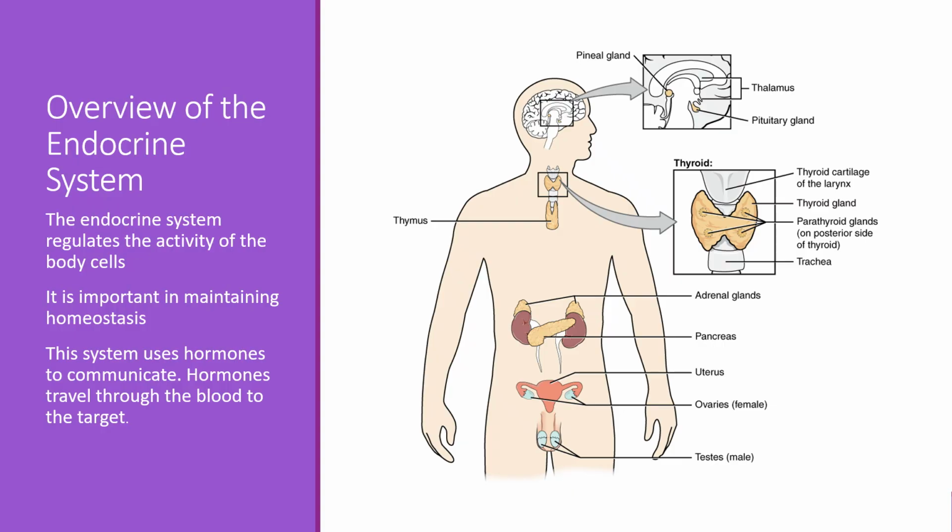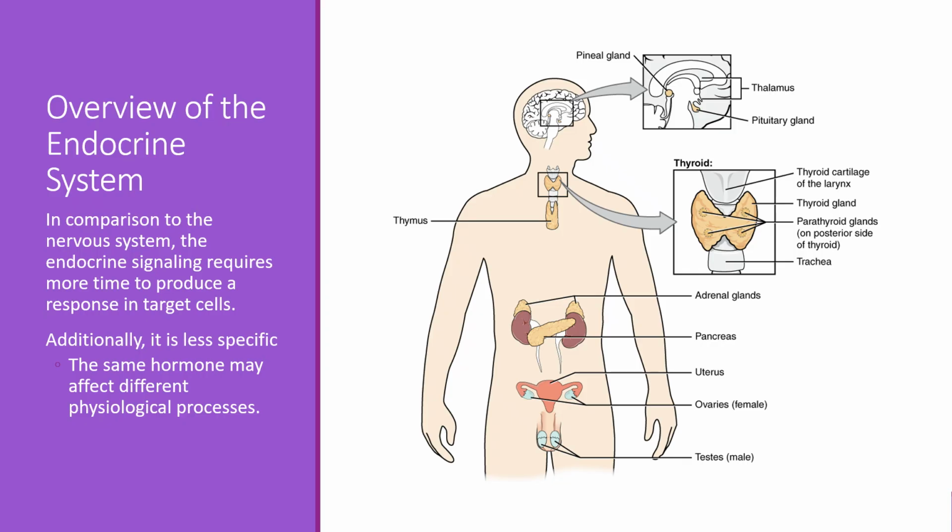All right, let's start with a quick overview of the endocrine system. So our endocrine system is going to regulate the activity of our body cells. This is going to allow our body cells to maintain homeostasis. And in the case of the endocrine system, we're going to be using a chemical called a hormone. Hormones travel through the blood to the target.